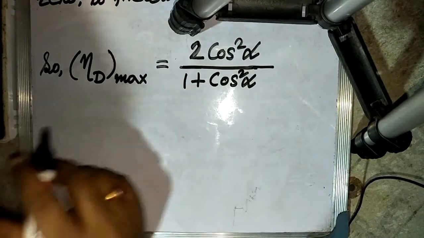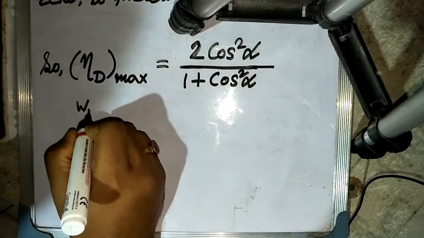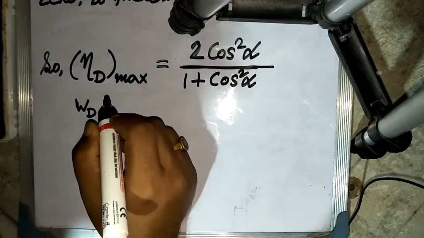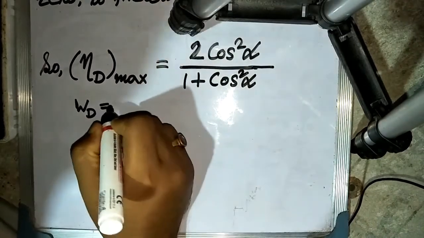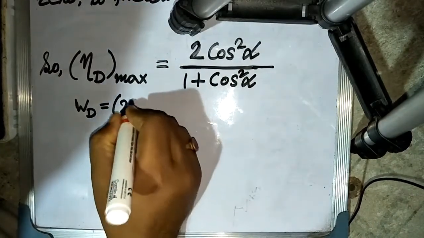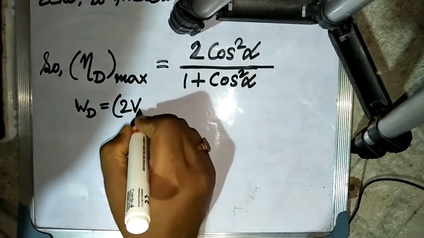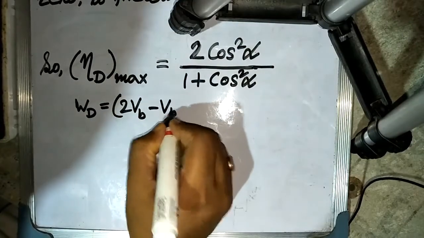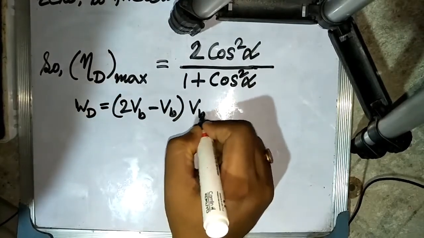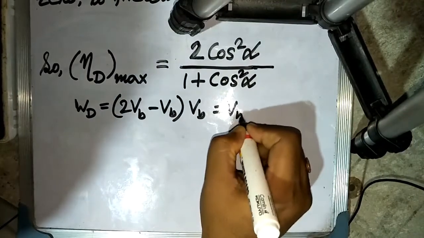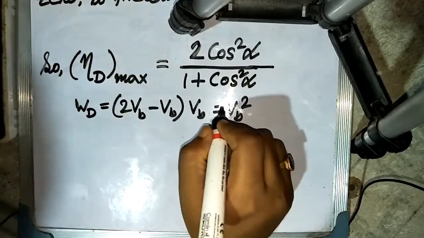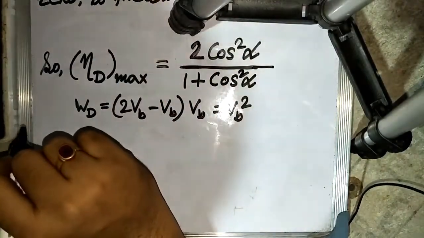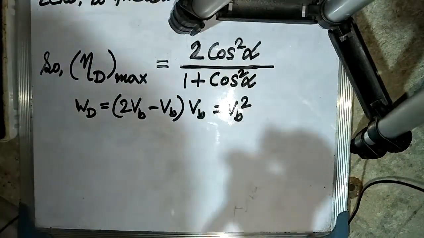Similarly, if we substitute the value of V1 cos alpha into the diagram work, we get W suffix d, the diagram work, equals 2 Vb minus Vb into Vb, so that equals Vb square. So the maximum diagram work is equal to Vb square.